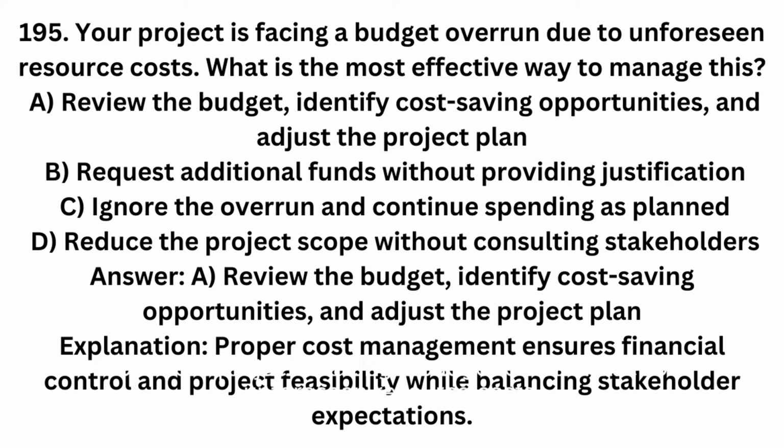195. Your project is facing a budget overrun due to unforeseen resource costs. What is the most effective way to manage this? A. Review the budget, identify cost-saving opportunities, and adjust the project plan. B. Request additional funds without providing justification. C. Ignore the overrun and continue spending as planned. D. Reduce the project scope without consulting stakeholders.